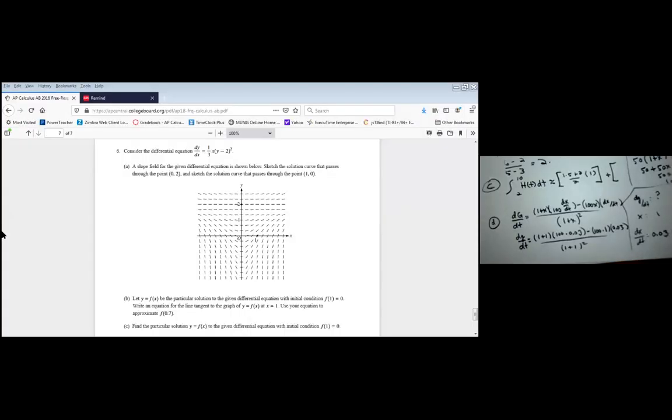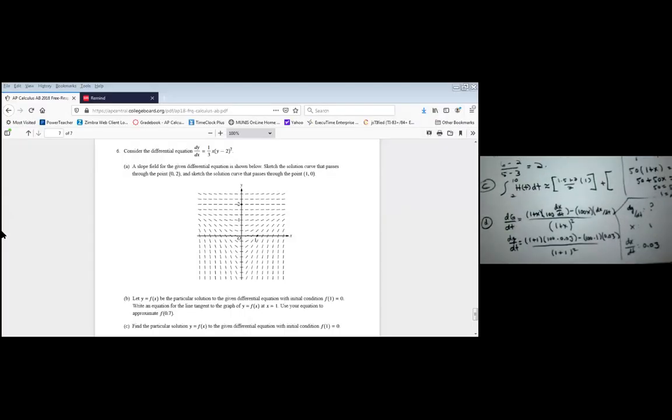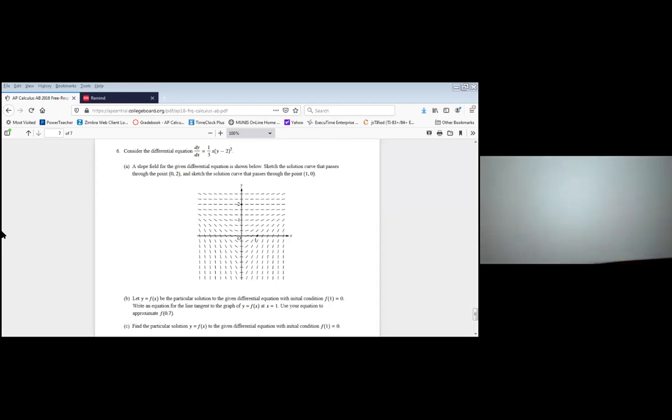Okay, guys, this is number 6 from the same test. This was number 6 from 2018. Same deal. Let's take about 10 minutes or so and we will talk. You probably want to focus on parts B and C. I would assume you're going to have a little bit of difficulty with part A just because we haven't really talked about that yet. Okay, so take 10 minutes and we will talk.